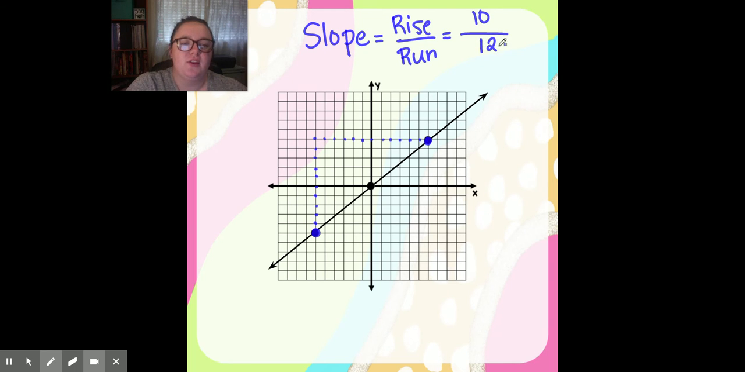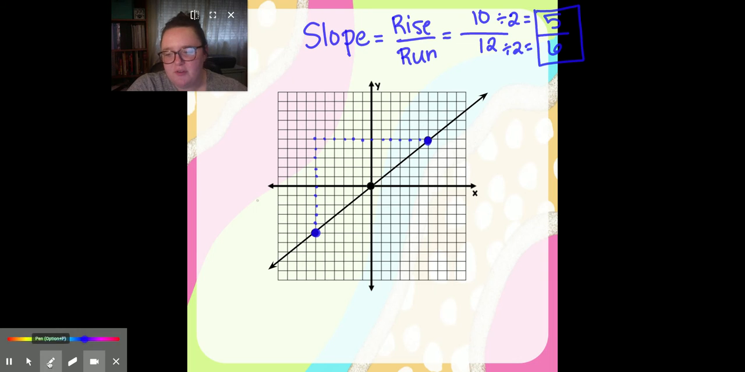I run 12, and I say, oh man, can that fraction be simplified? That fraction can be simplified. Both of these can be divided by 2. So when I divide 10 divided by 2, that gives me 5. 12 divided by 2 gives me 6. 5 over 6. Now 5 over 6, let's see what happened.